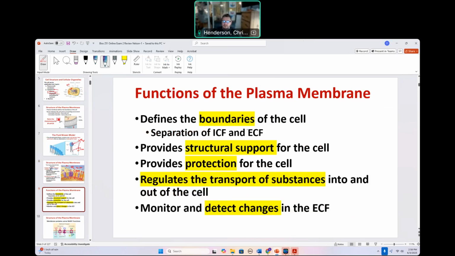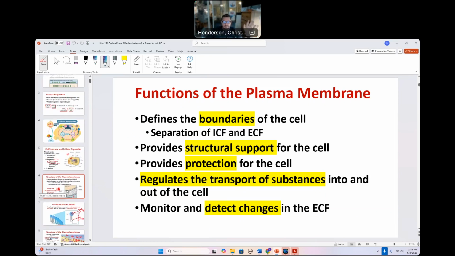So define the boundaries of the cell. That makes sense. Separates the intracellular, extracellular. We did that. Provides structural support for the cell so that it doesn't just fall apart into goo. It provides protection. It regulates what goes in and what's out. We already saw that. And it can detect changes on the outside of the cell. Perfect. So that's what you need to know for the cell membrane. Those three things.